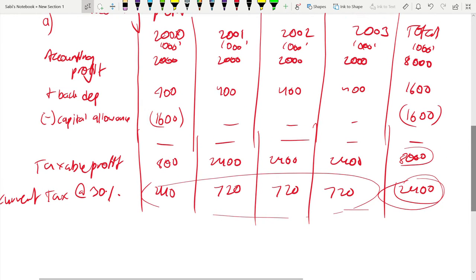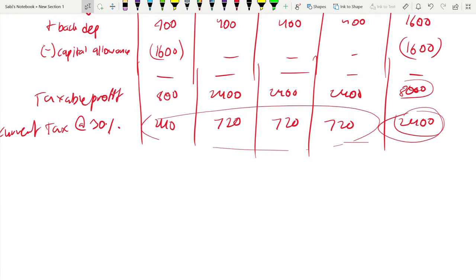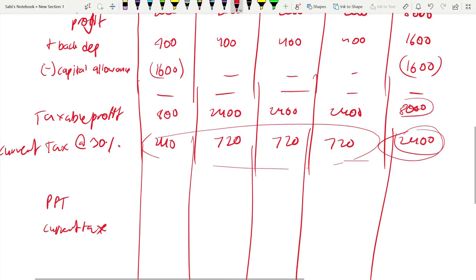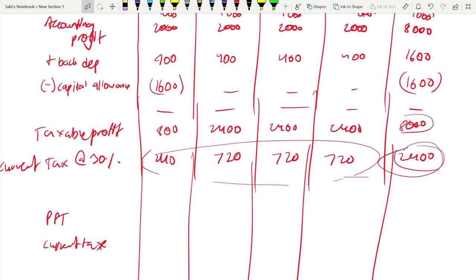Okay, now this is not over. Your job is to get profit after tax. What do you do? Again, do the same thing. Profit before tax, PBT, and deduct your current tax. I will extend the line. What is profit before tax? Simply your accounting profit only.